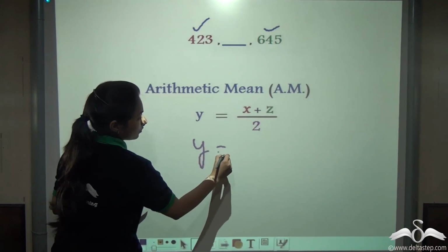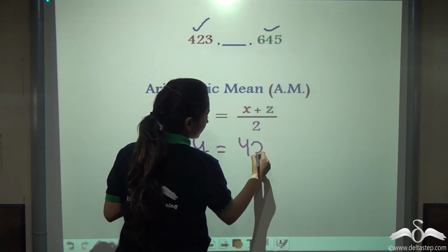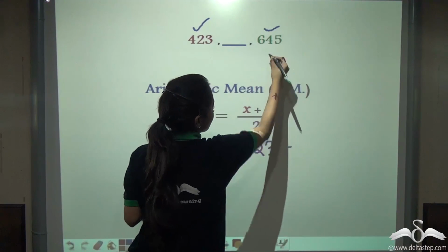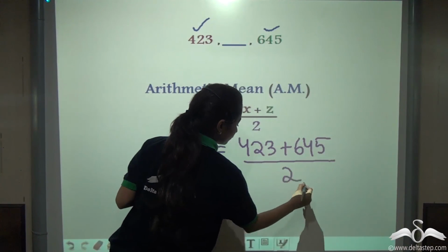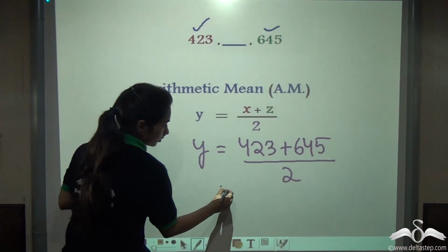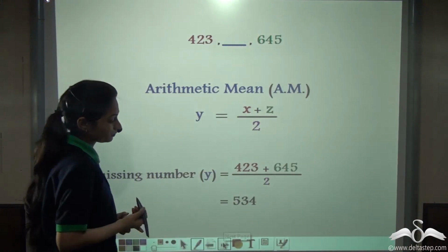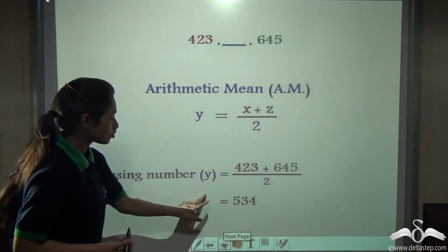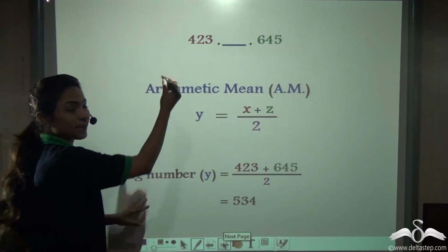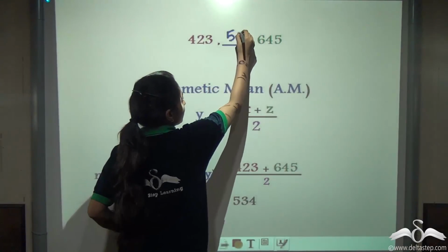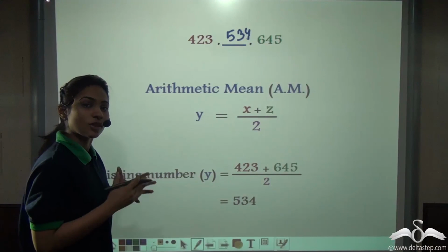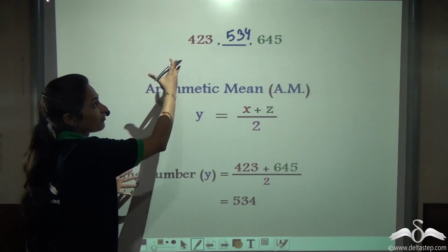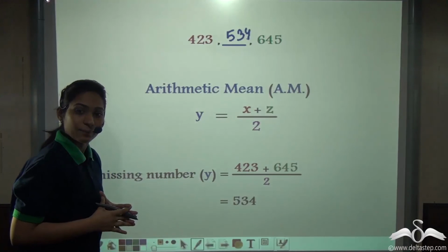So y is equal to x, that is 423, plus z, that is 645, by 2. That will give you 534. So we found out the missing number, that is y in this case. So 534 people visited the art exhibition on the second day. So this is how we find out the missing numbers in an AP series.